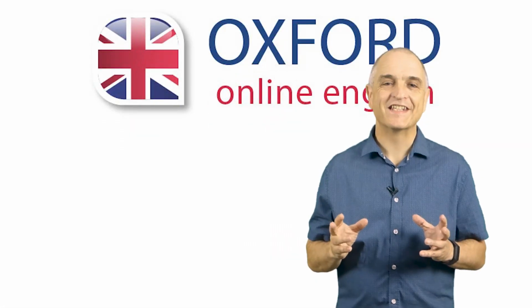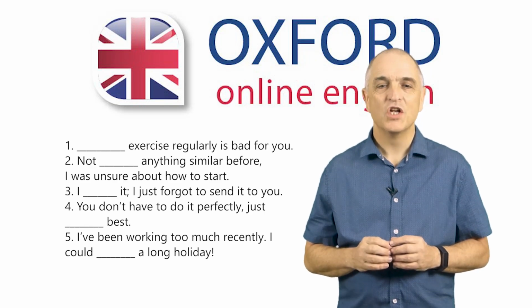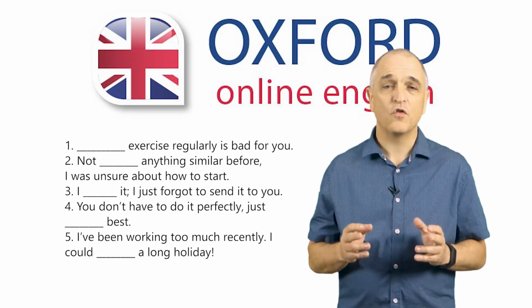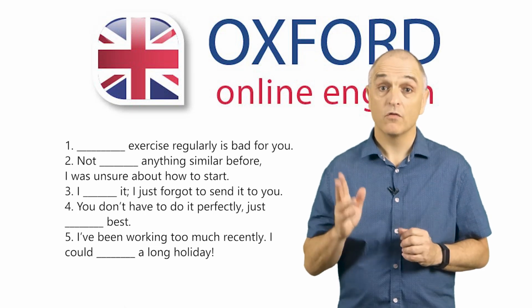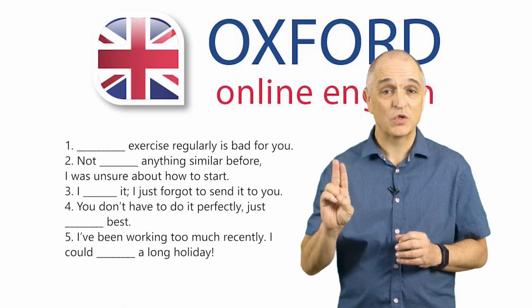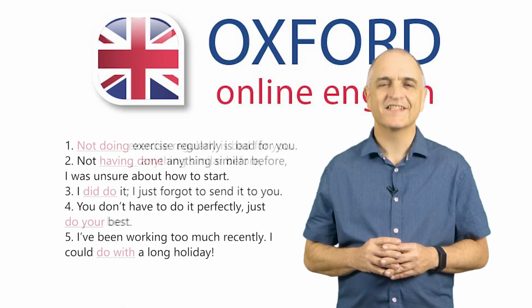Here are your sentences for Level 4. You need to complete each sentence with 2 words. One word is a form of do. Remember, you must use exactly 2 words. Let's see the answers.